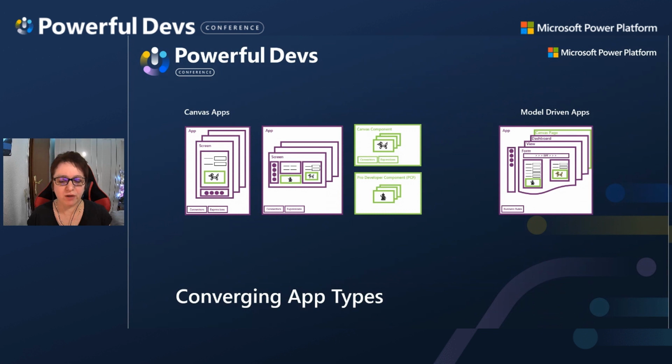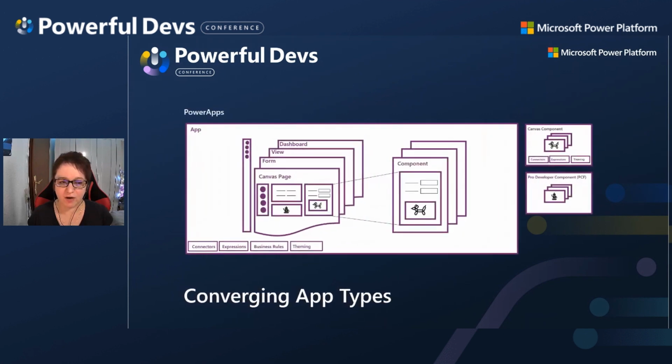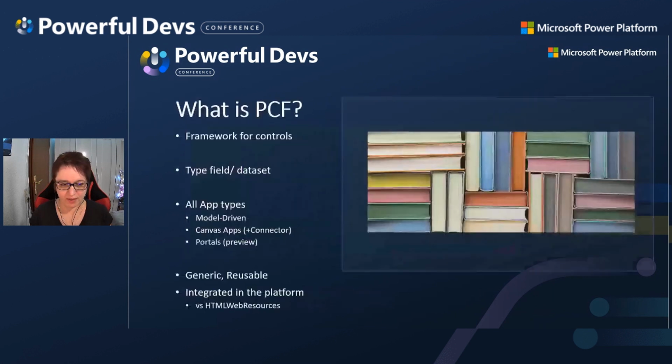And we were told they will become something called Canvas pages or custom pages, and that's where we are now. There are a few steps to follow, but the target is having the converged app. So you don't have to decide in the beginning if you have a model-driven app or a Canvas app. You have one app and you can use the best of both worlds, the Canvas apps and the model-driven apps.